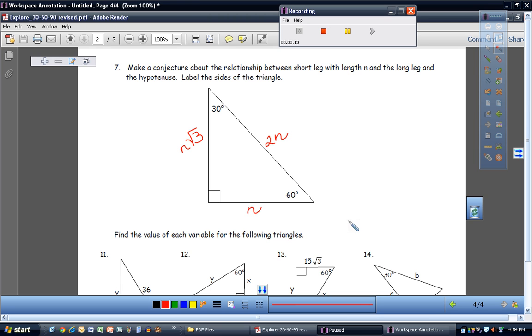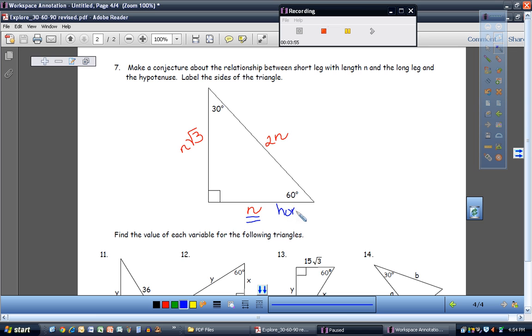Now, we have a process for solving 30, 60, 90 triangles. It's very similar to the process we used to solve the isosceles right triangle, or the 45, 45, 90 triangle. In this case, I want you to always consider the short leg, or n, your home base. The thing about solving 30, 60, 90 triangles is you're always going to come back to your home base first before going on to another side.